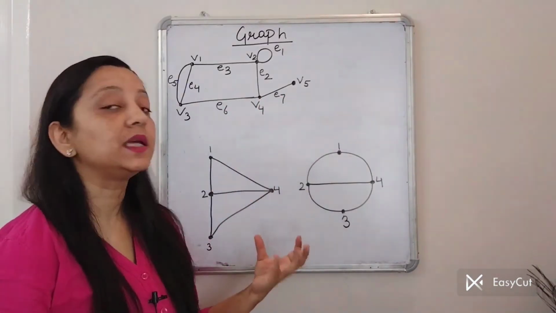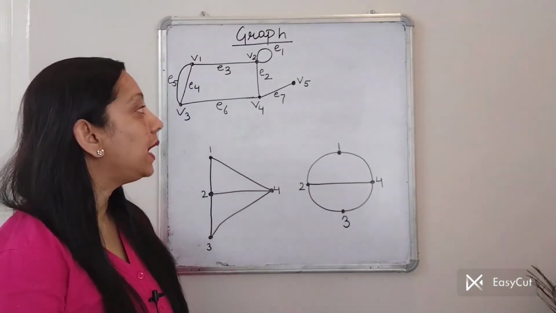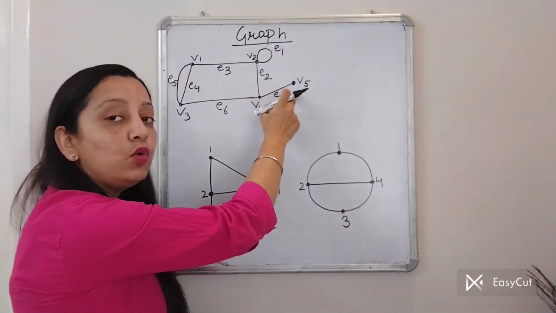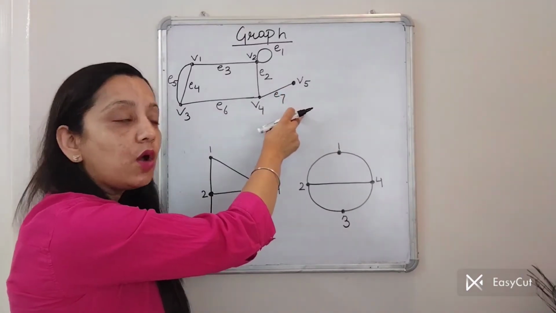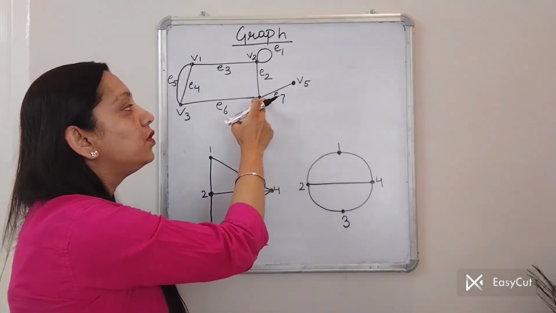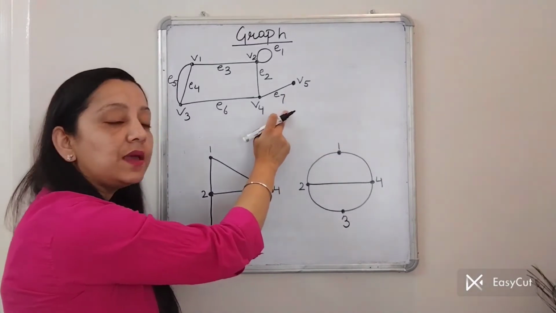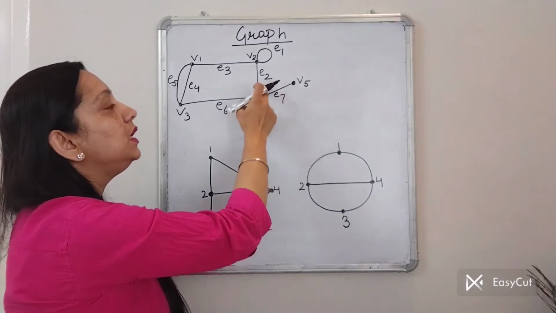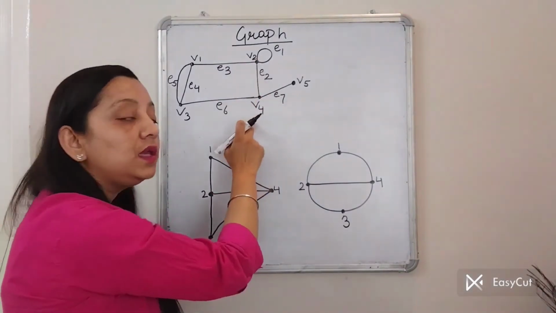Then, as I said, a graph has a set of edges. So what are the edges? Edges are those lines which are connecting two vertices. So basically edges are always associated with a pair of vertices. Like here you can see that edge E7 is connecting the vertex V4 and vertex V5. So basically edge E7 is associated with the vertex pair V4 and V5. Similarly, E2 is associated with the vertex pair V2 and V4.